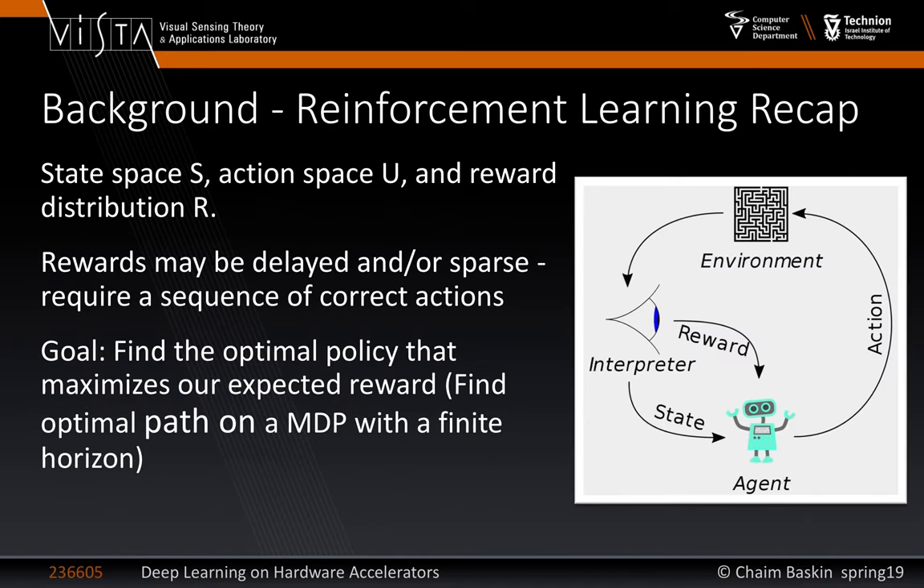So a little bit about reinforcement learning. I will show you how to do it with reinforcement learning, and then we will talk about state-of-the-art AutoML algorithms. So reinforcement learning, a little bit of a recap on the terms and symbols. We define the state space, the action space U, and our reward distribution R. Rewards may be delayed or sparse, requiring a sequence of correct actions. Our goal is to find an optimal policy that maximizes the expected reward. Actually, our reward is finding better accuracy.